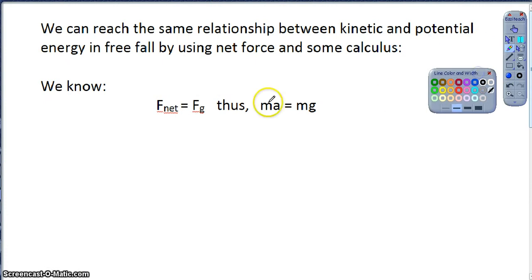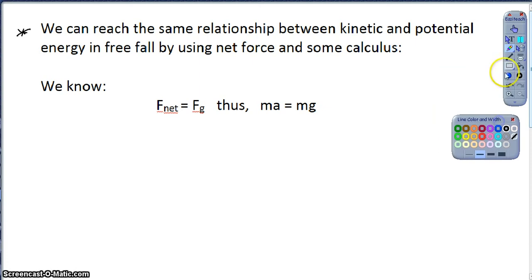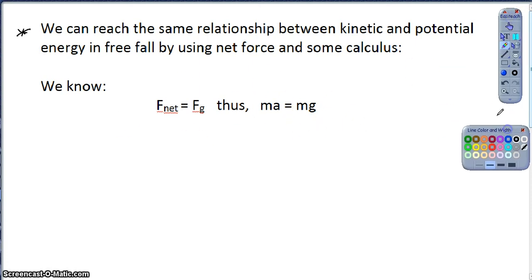Okay, so then the final part of this first video, and this is very, very important. This is one of the new things we see using some calculus, and I do want you guys to be comfortable with this derivation as we go through it. So anyway, we can reach the same relationship for kinetic and potential energy, so the conservation of energy, by using the net force and calculus. Right? And the way that we're going to do that is we're going to start with this equation right here.